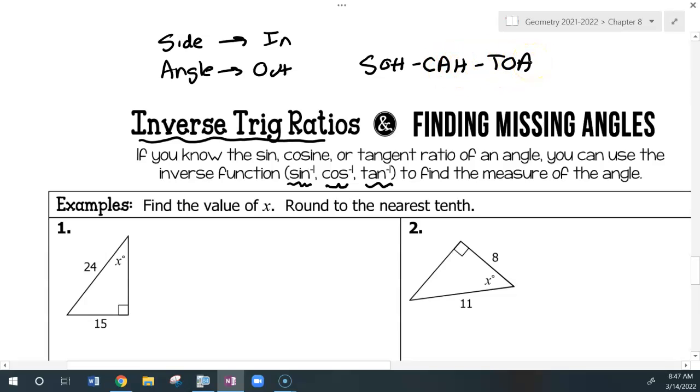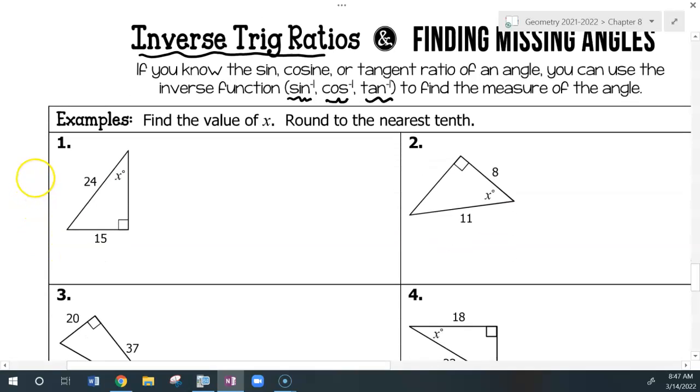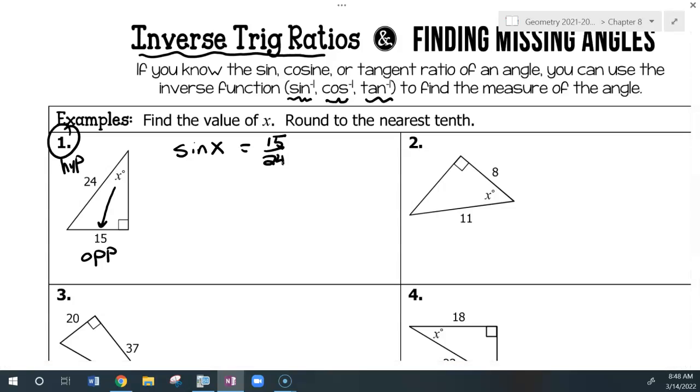So in many ways, we're going to set this up just like what we did before. The difference is going to be what we do on our calculator. So take a look at number 1. My angle is x. Opposite from x is 15, so that's opposite. Opposite your 90 degrees is 24, so that's hypotenuse. That means I'm going to choose sine. Now I don't know what my angle is, so this is going to be sine of x equals opposite over hypotenuse, 15 over 24.